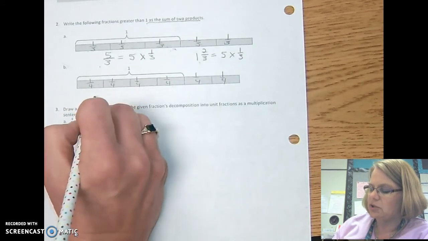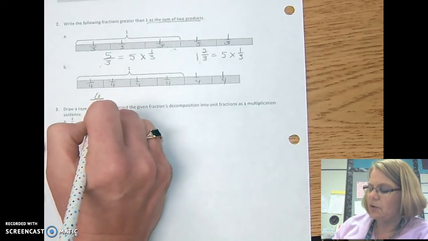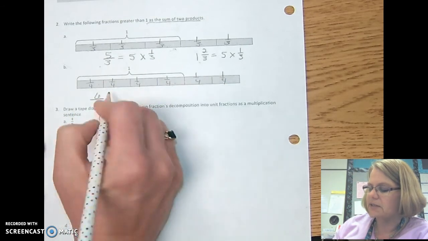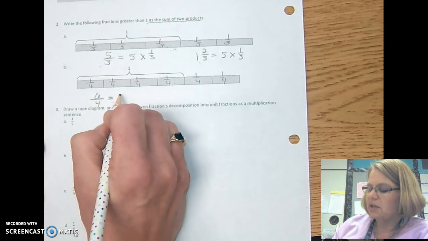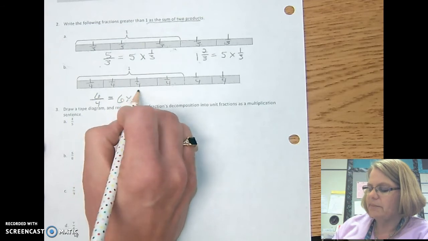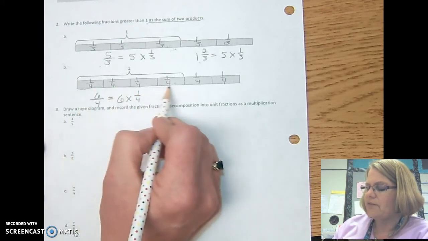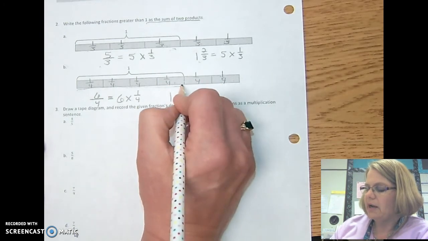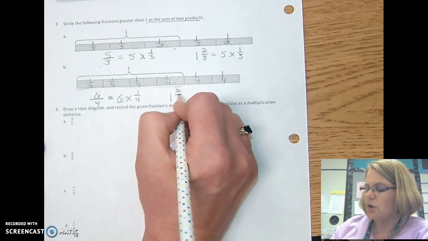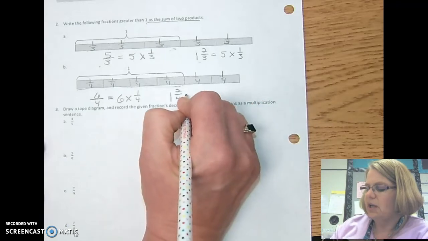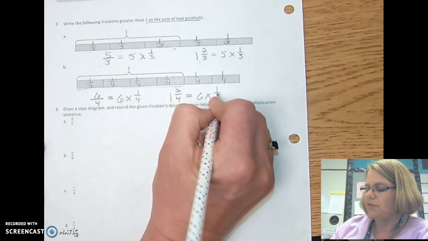And we have a total of 6/4. 1, 2, 3, 4, 5, 6, which equals 6 times 1/4. Or we can say we have 1 plus 2/4. 1 and 2/4 equals 6 times 1/4.